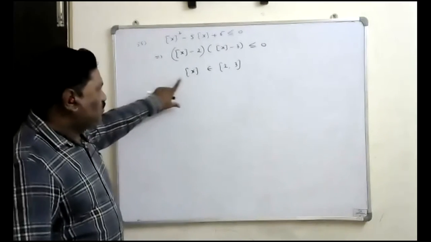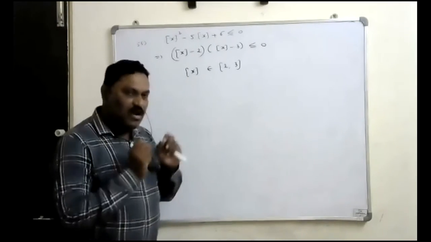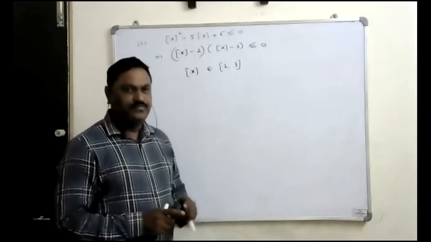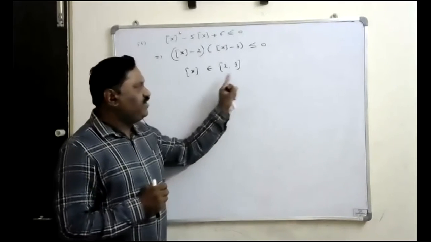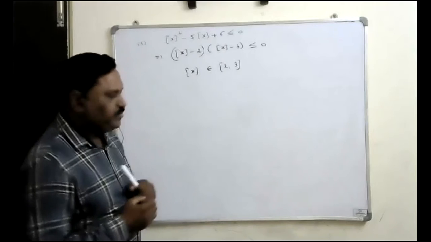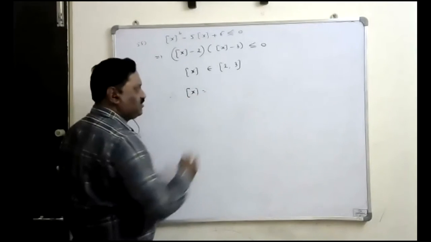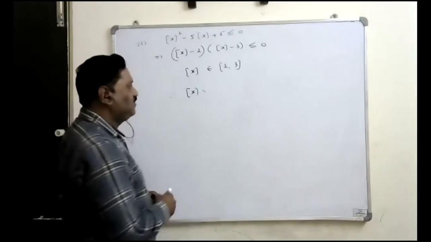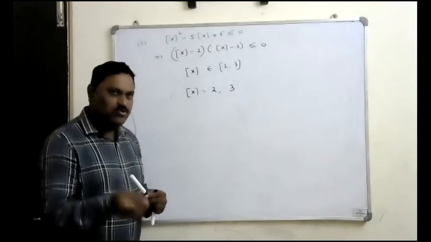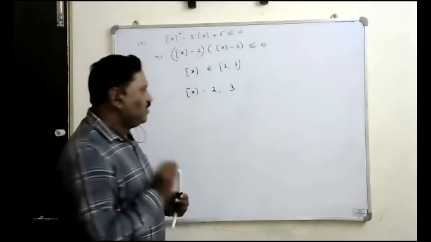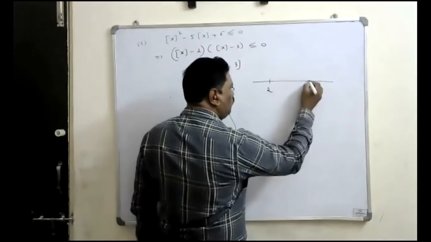But this is the integral part of the x. Integral part of the x always gives an integer only. Tell me what are the integers between 2 and 3? 2 and 3, between them what are the integers? Not 2.1, 2.5, integers. 2 and 3 only, na? Therefore, integral part of x is equal to 2 and 3 only.